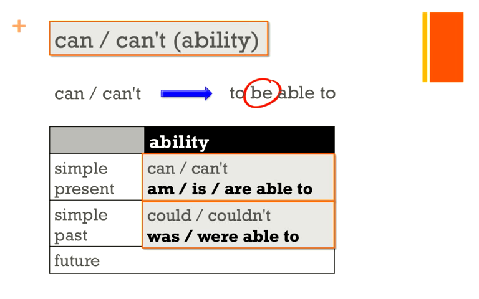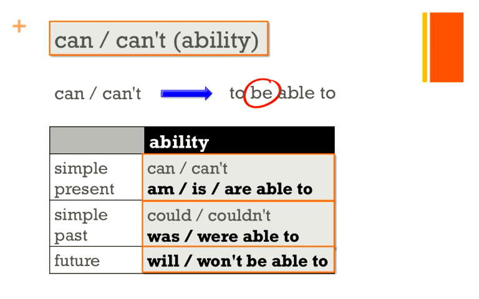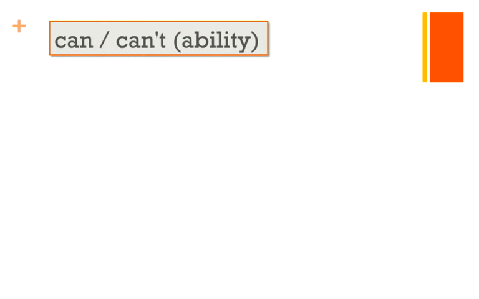Now in the future, in the will future, you cannot use can anymore, and here you have to work with to be able to. It's like will be able to and won't be able to. So please remember, the replacement form for can is to be able to. Let's have a look at a couple of sentences.